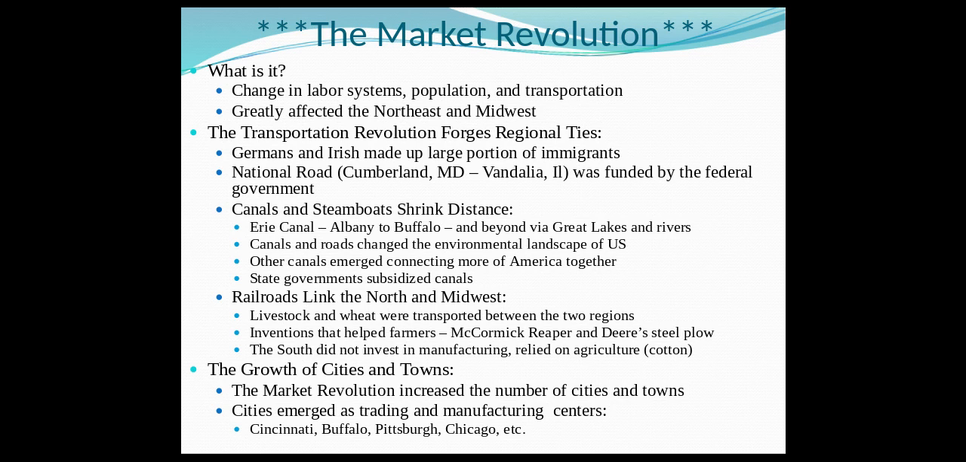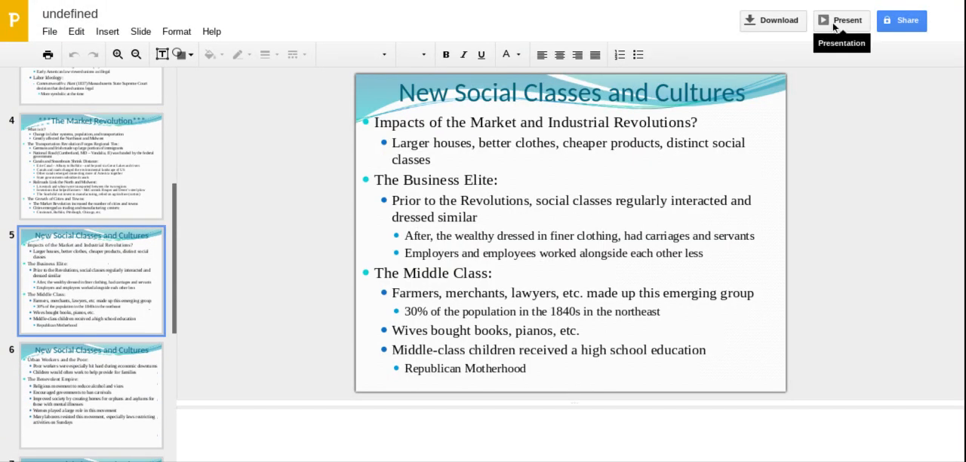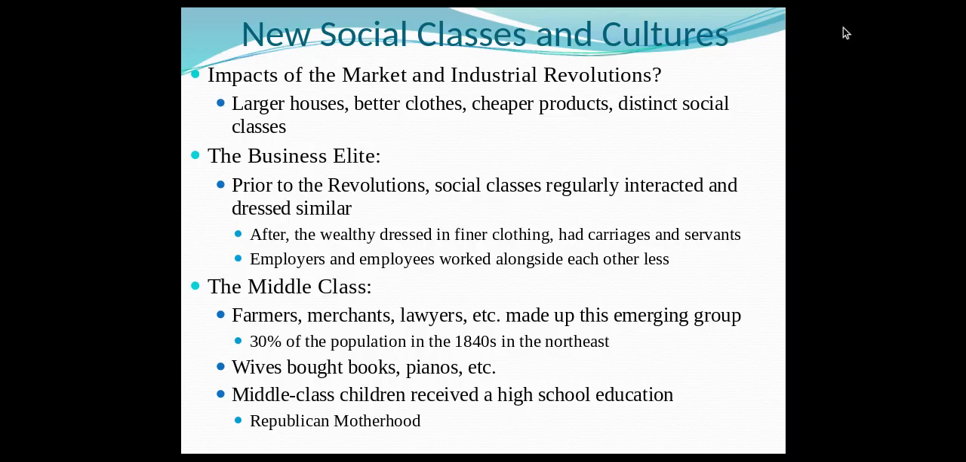You have immense growth of cities and towns. The market revolution increased the number of cities and towns. And cities emerged as trading and manufacturing centers such as Cincinnati, Porkopolis, Buffalo, Pittsburgh, Chicago, etc. Pretty straightforward here. Now, what are some of the impacts? Well, people are living in bigger houses, they're wearing better clothes, they're buying cheaper products, and you start getting distinct social classes. You're going to get very much upper, middle, and lower working class. The business elite at the top.